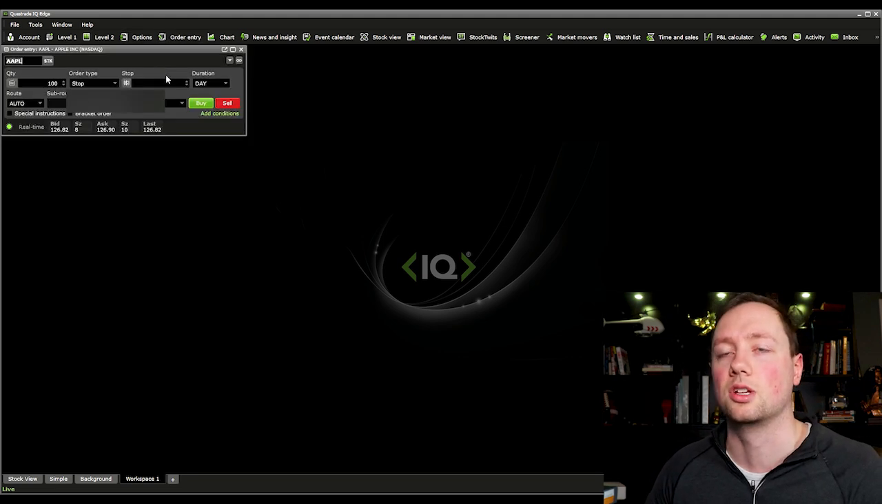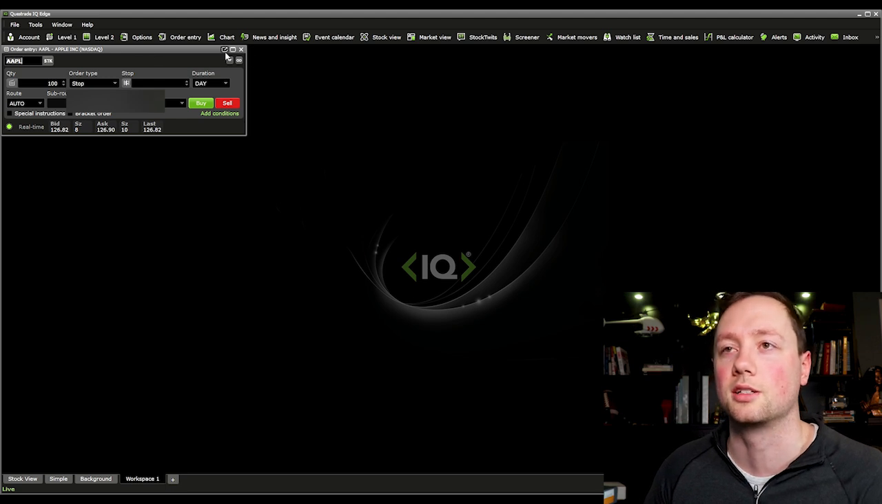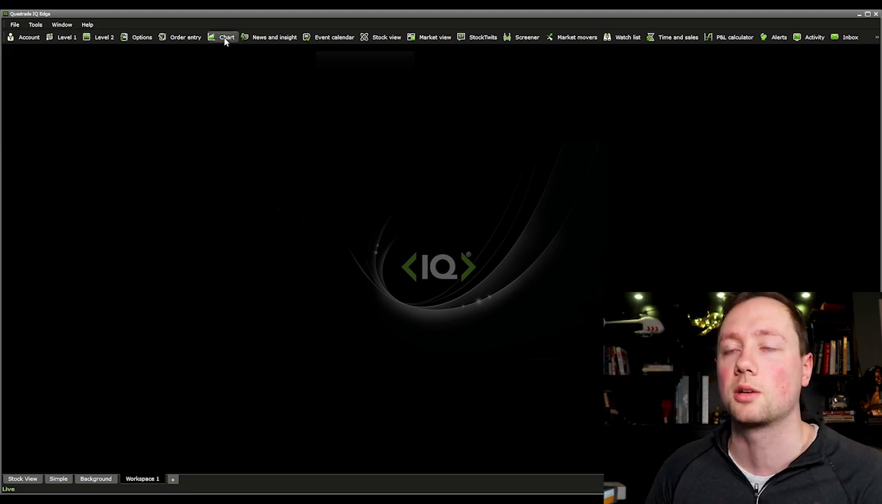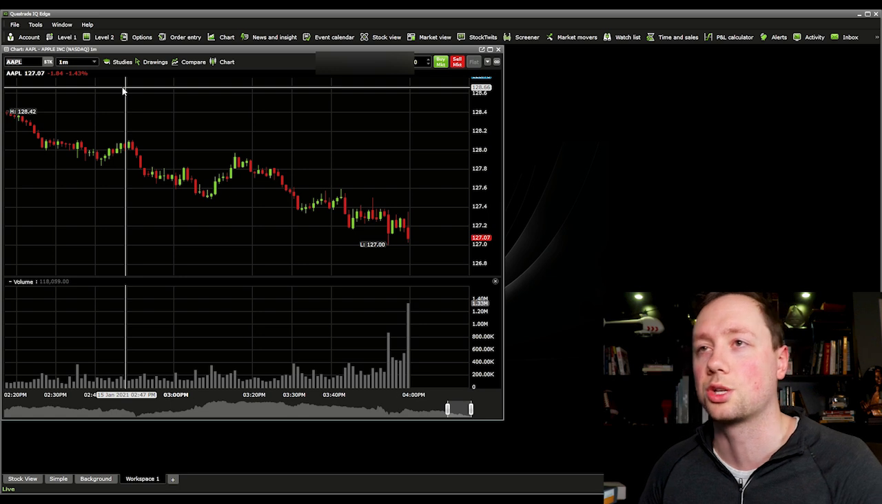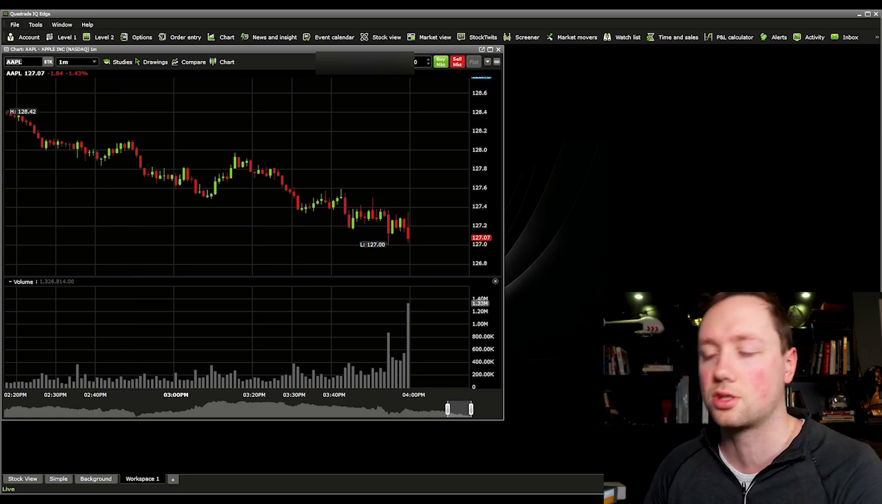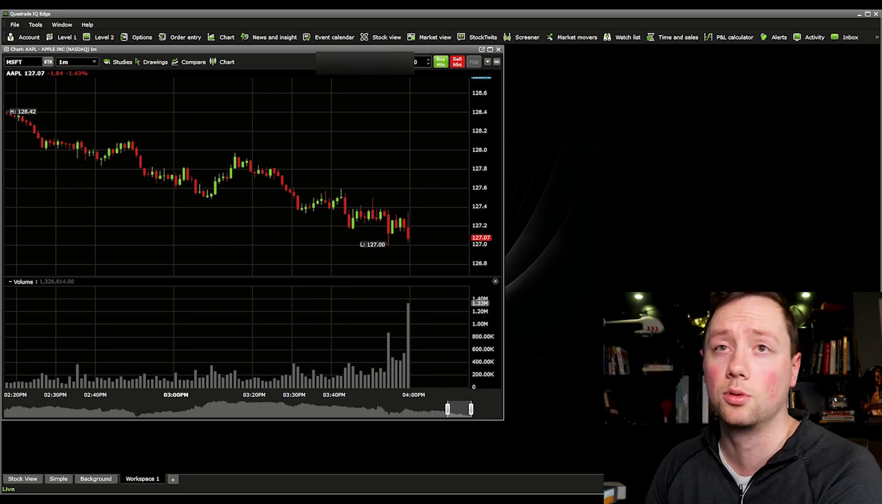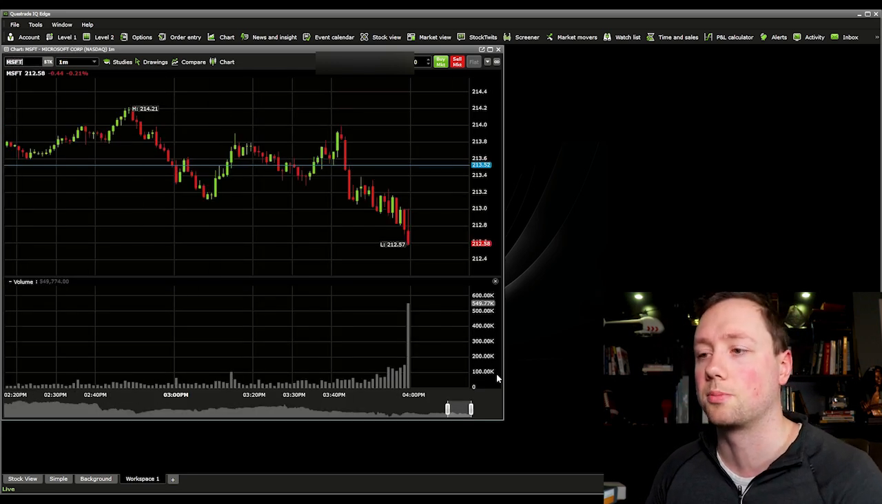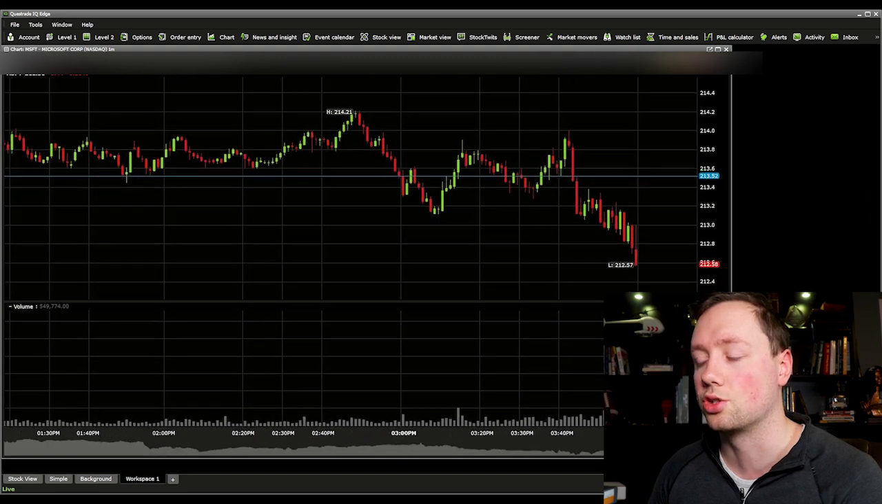And then order entry. This is where you're going to place your orders, and we're going to dive into this shortly, but I want to talk about the chart button. So this is where you are actually going to be able to pull up the chart and look at a stock. So if you want to change the stock, instead of Apple, let's type in Microsoft. You can put it up right there, and then you can see the chart really nice.